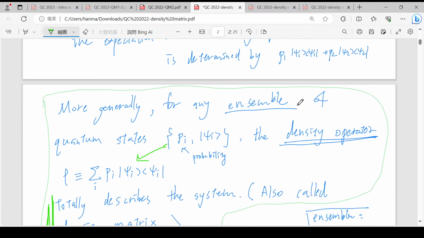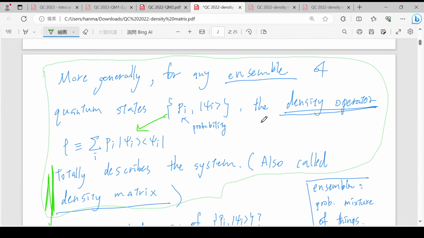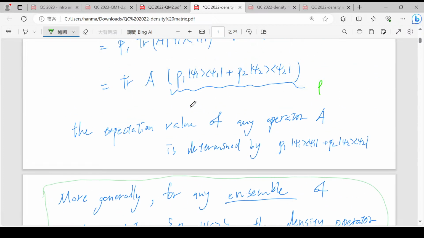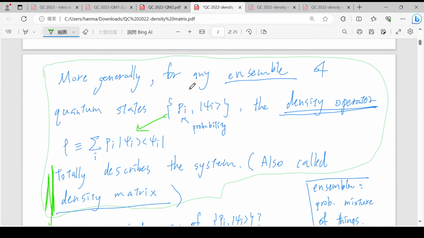But now we gave a definition, and we'll prove later that this actually gives you everything. It is a very strong description of a quantum system, describing every piece of information. But for now, we have this ensemble interpretation. So we have some ensemble of quantum states, describing some pi, psi pairs.